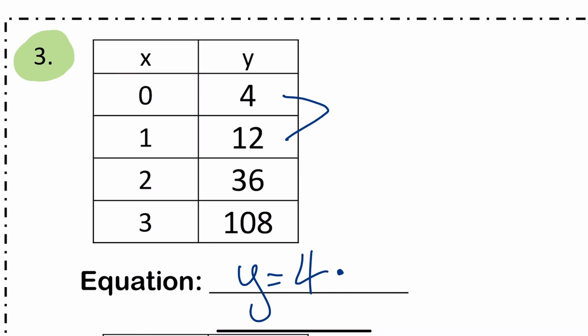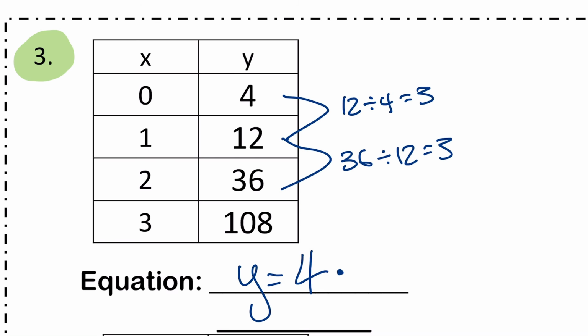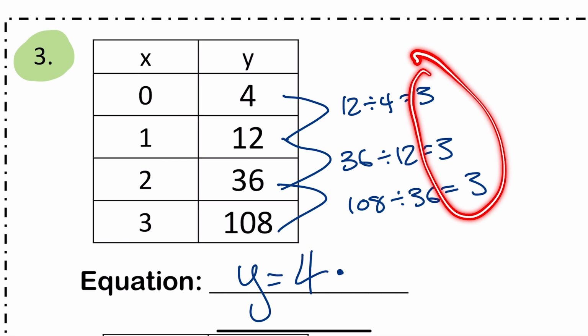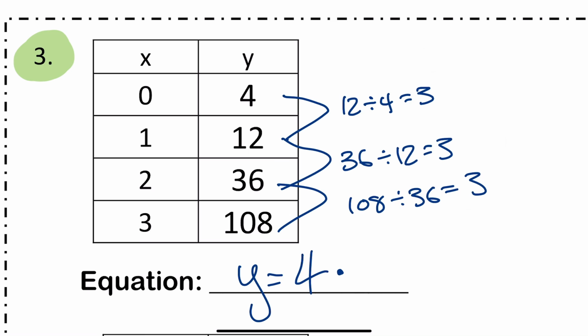We got 4 and 12. So I want 12 divided by 4. Well, that's going to be 3. I want 36 divided by 12. That's also 3. And then 108 divided by 36 should also be 3. Remember, all of these should be the same. If they are not, something went wrong. So our ratio is 3. I'm going to plug that into my equation, and then I'm going to put that to the x power. This is going to be your answer. So you're just finding your pieces and plugging them in. That is all.